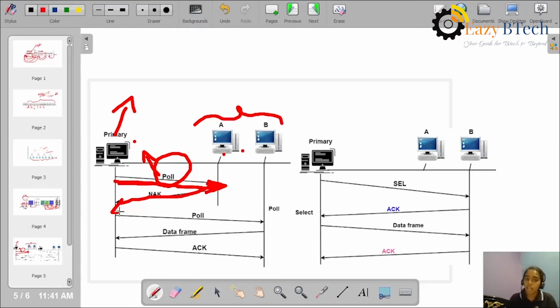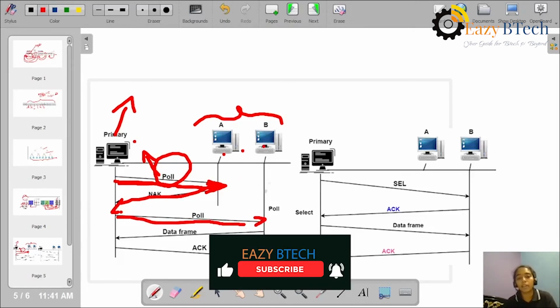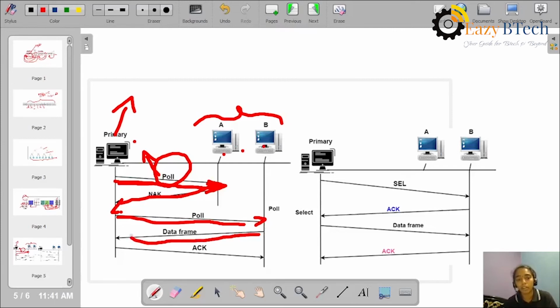Then the primary device gives a poll indication to another client. So whenever B has a ready data frame, the data frame will be given to the primary device, and whenever the primary device receives that particular data frame, it gives an acknowledgement.